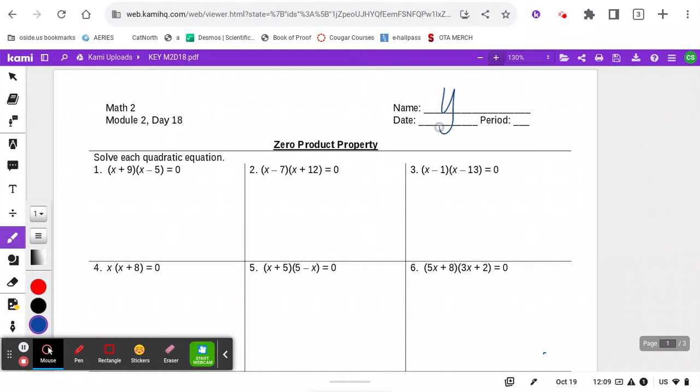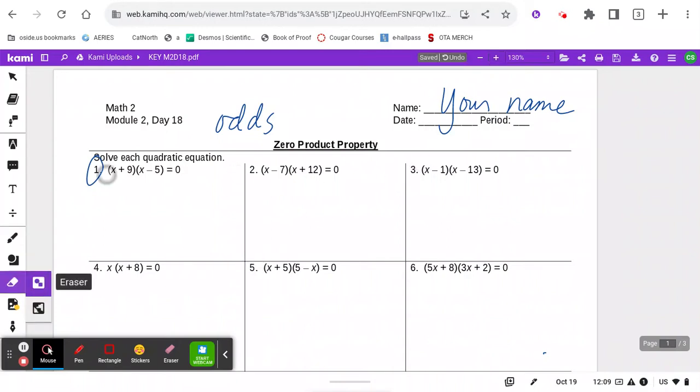This homework, make sure your name is at the top. And I did give an optional of doing just the odds if you wanted, but I'm going to do the whole worksheet because if you're shooting for an A on the upcoming test, I recommend you do it all. But what does odds mean? It means problems 1, 3, 5, 7, 9, etc. But let's do them all.